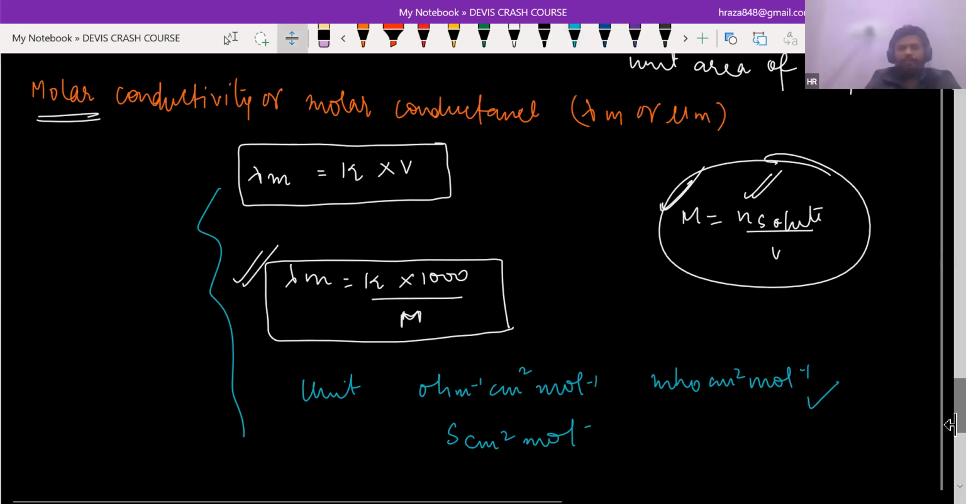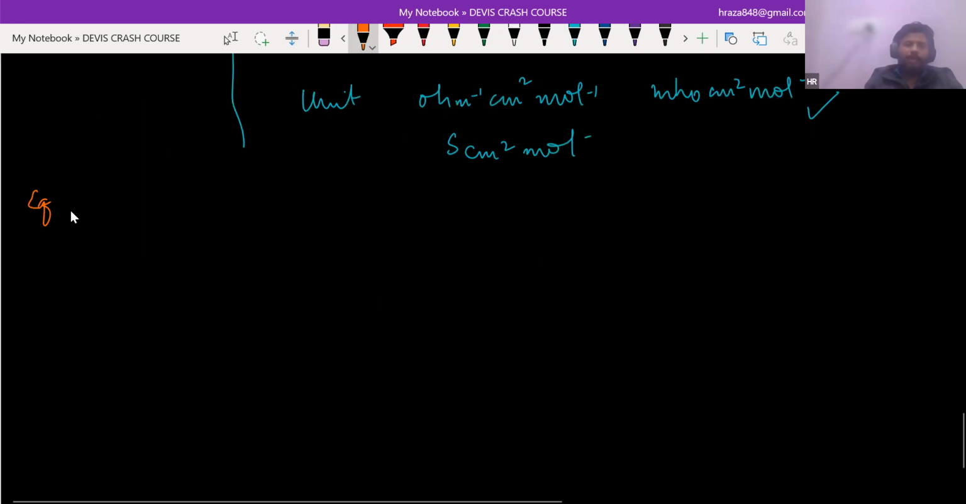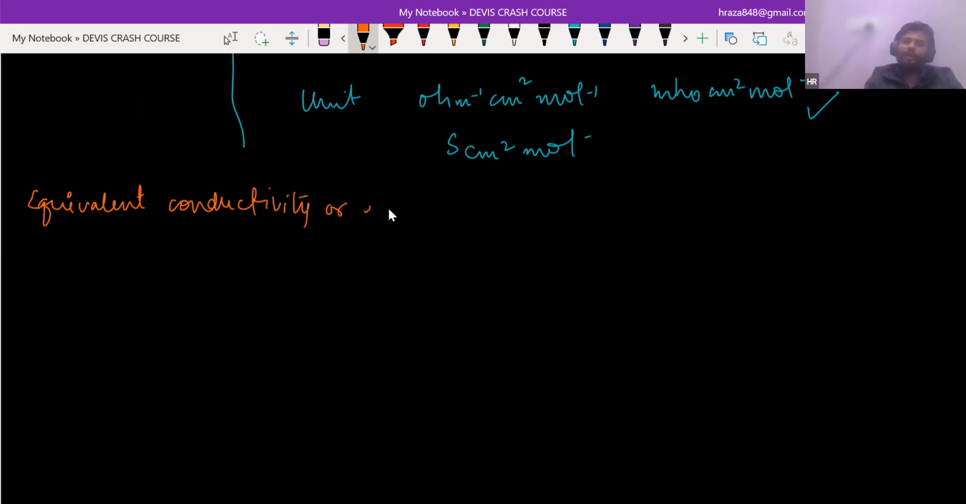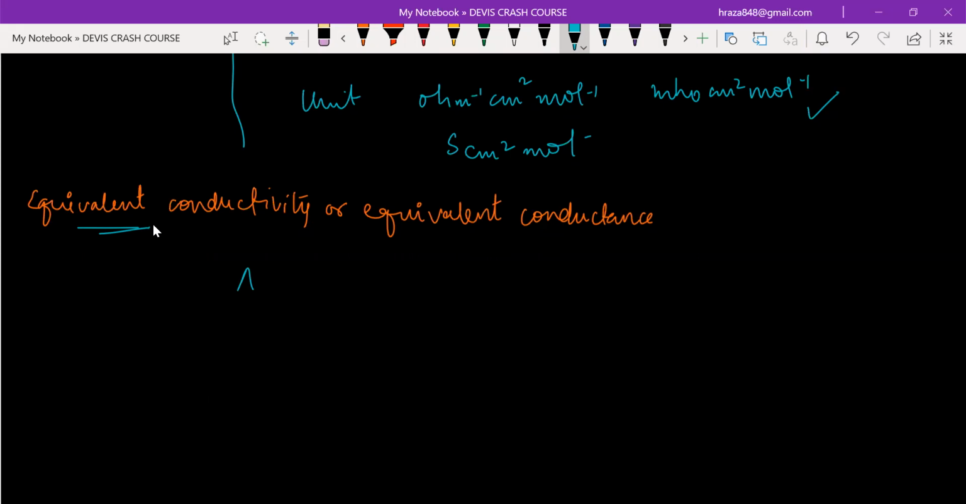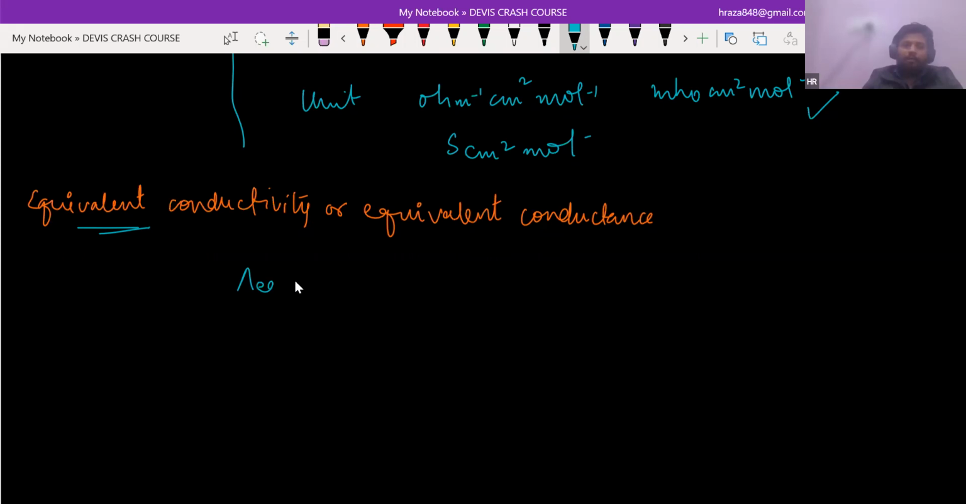So moving to the next question, that is equivalent conductivity. Either we say equivalent conductivity or equivalent conductance. So see what it is. In the same way, we can define this. Equivalent means we are talking about the number of gram equivalents of solution. The previous one was molarity. This is normality. So lambda EQ will be equal to, again, conductance combined with volume.